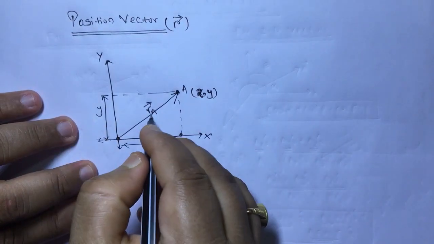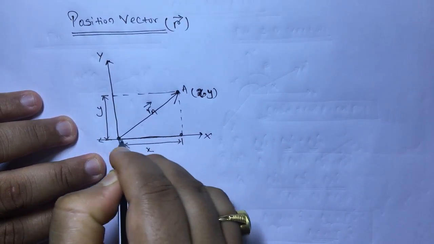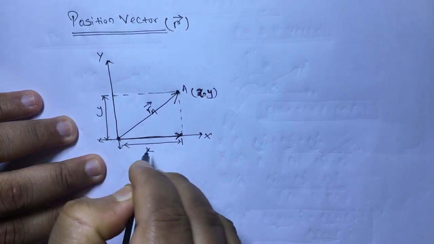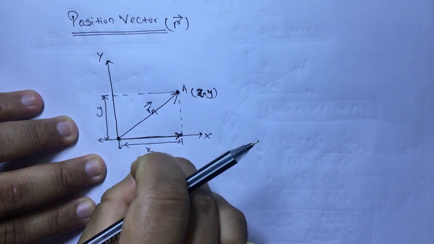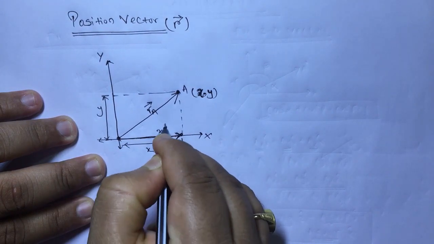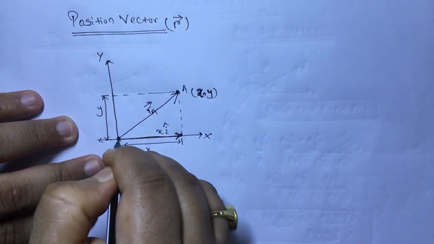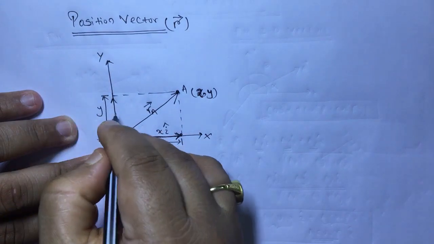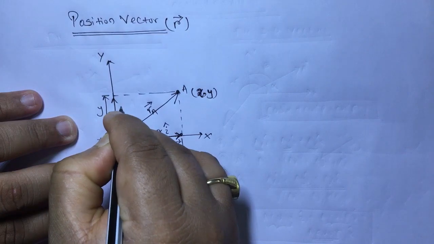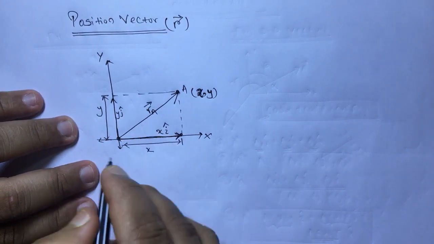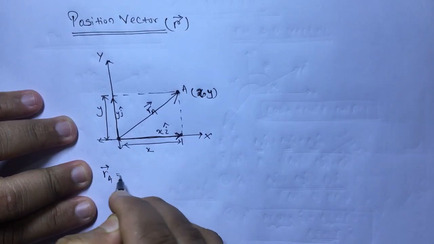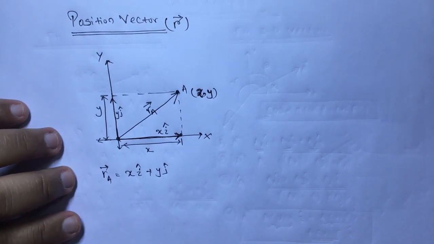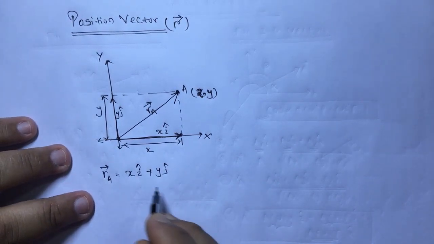And again we know that if this is the vector, then it can be written as: this vector is along the x axis with magnitude small x, so it is x i cap. Similarly, this vector is along the y axis with magnitude small y, so it is y j cap. Now what is the expression of the vector RA? RA vector can be written as x i cap plus y j cap. Very simple.